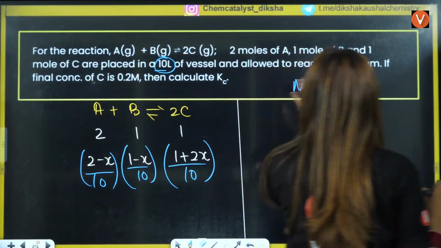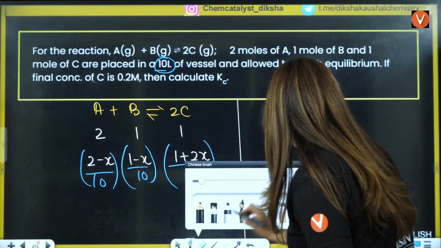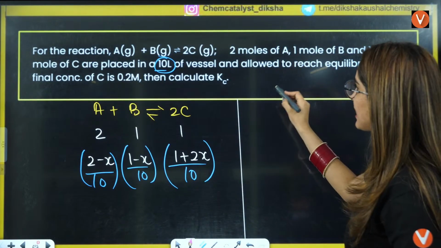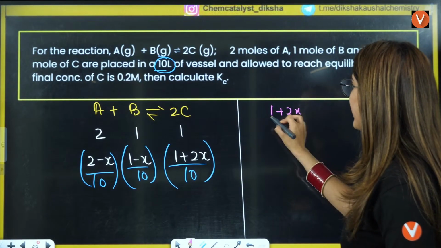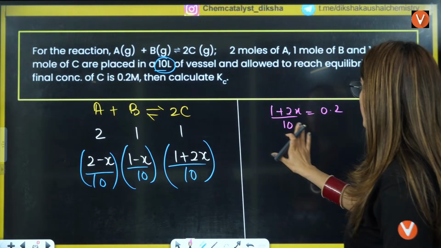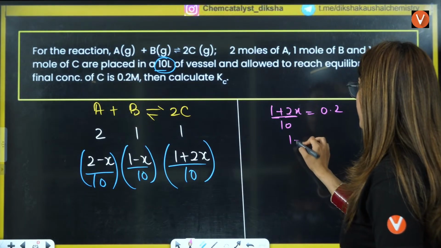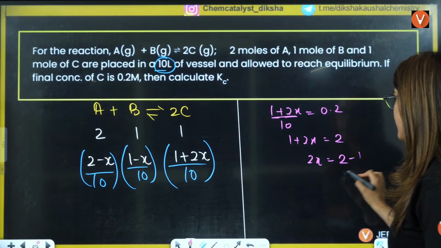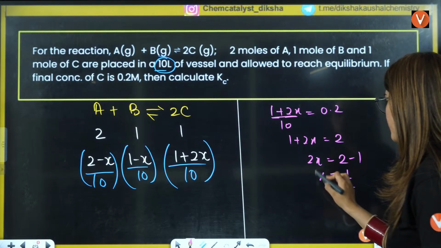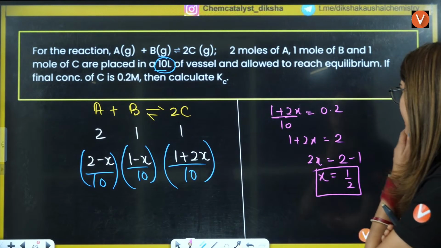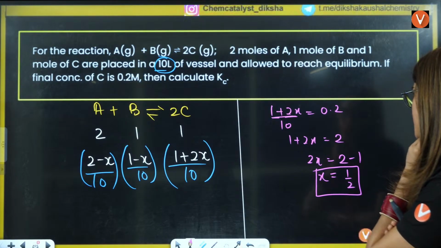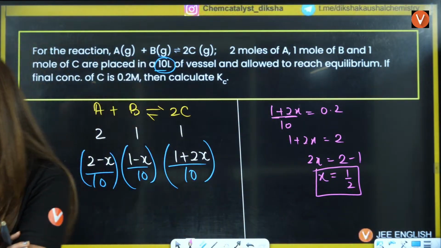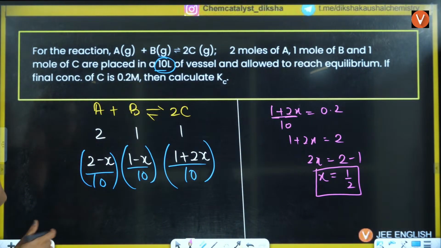Now, the hint is that the final concentration of C is 0.2. That means (1 plus 2x) by 10 is equal to 0.2. So you can just solve it. 1 plus 2x is equal to 2. 2x is equal to 2 minus 1. So x is equal to 1 by 2. Right? X will be 1 by 2. I think I have solved it right. So 2x is equal to 1, that means x is equal to 1 by 2.